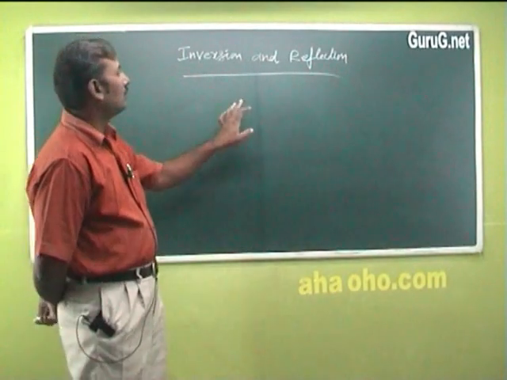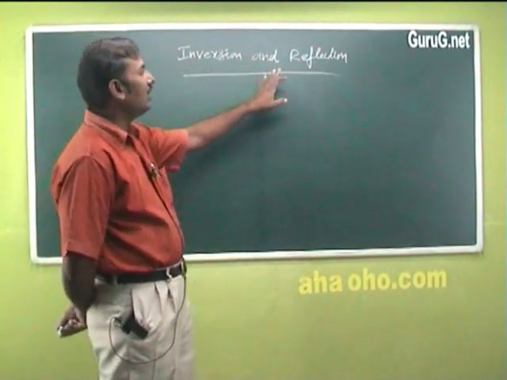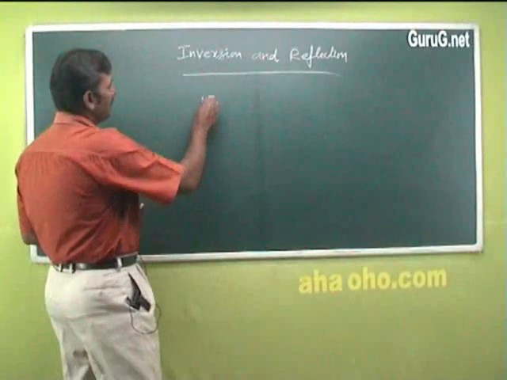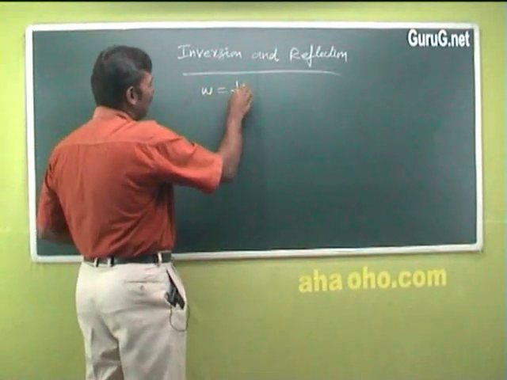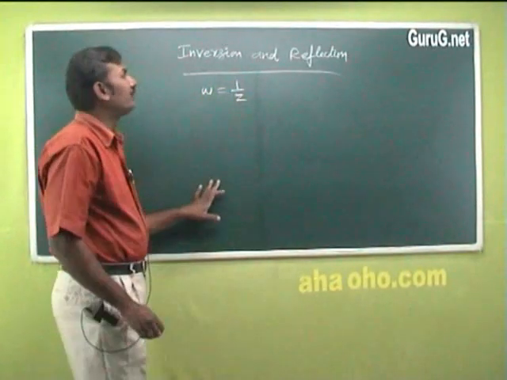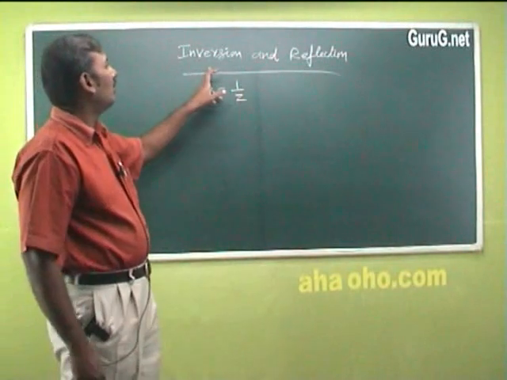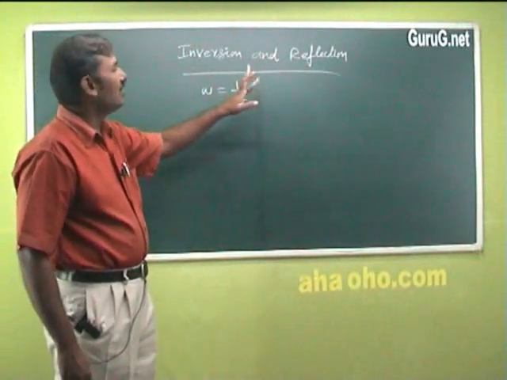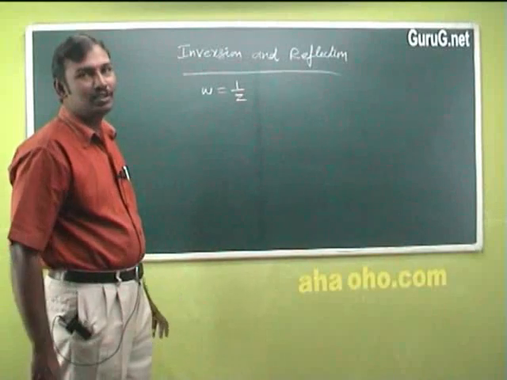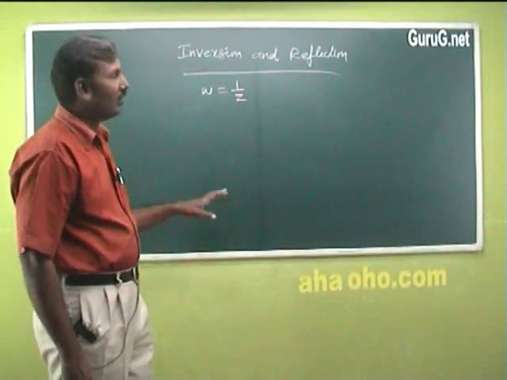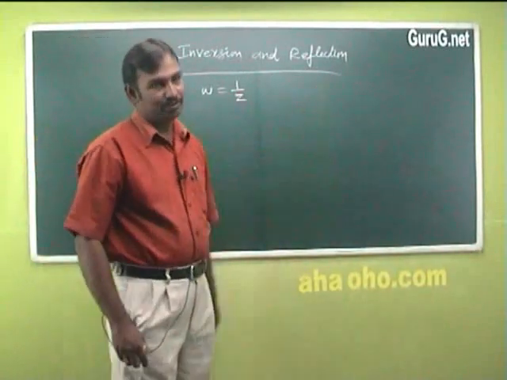Next transformation: inversion and reflection. The transformation W equal to 1 by Z represents inversion with respect to the unit circle followed by the reflection.